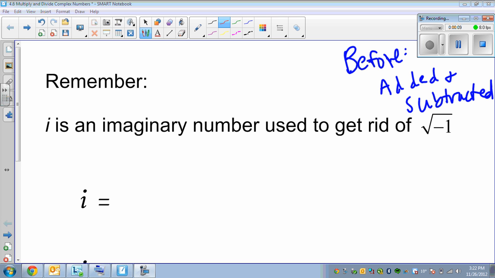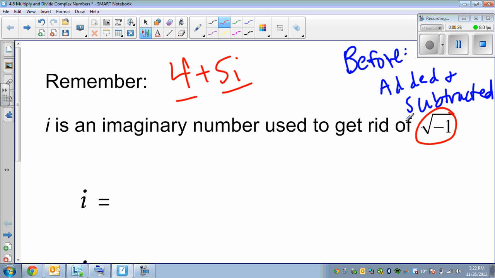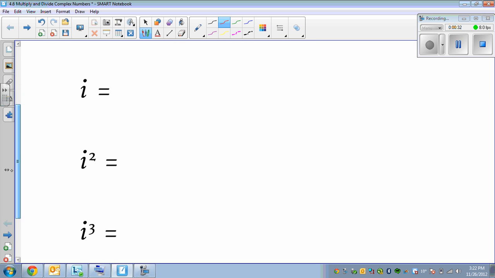Before, we talked about what complex numbers are and how we add and subtract them. Just remember that a complex number, an example would look like this. It's a real number plus an imaginary number. Imaginary numbers, remember, are i. So i is an imaginary number used to get rid of the square root of -1. So i is the same thing as the square root of -1. So we'll just write that down here, what it looks like.